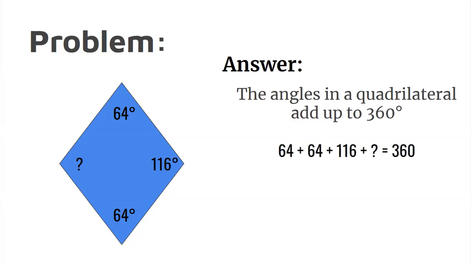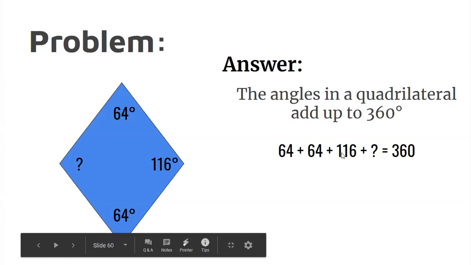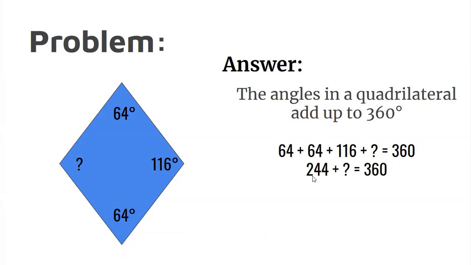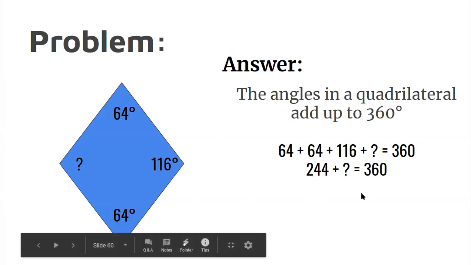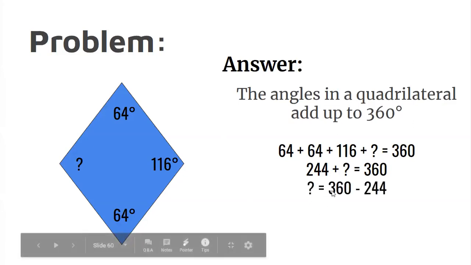So we got 64 plus 64 plus 416 plus unknown angle equals 360. You add up all these numbers, gets 244 plus unknown angle equals 360. And then you subtract 244 on both sides. You should get 360 subtracted by 244. And then the unknown measurement should be 116, 116 as the unknown angle.